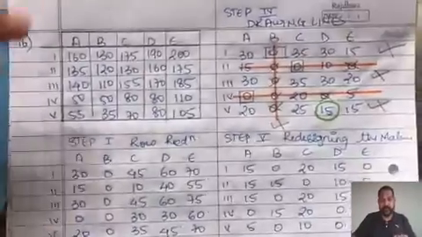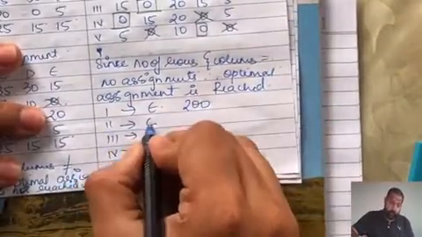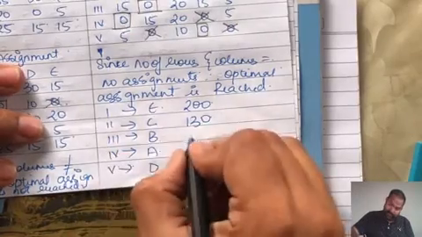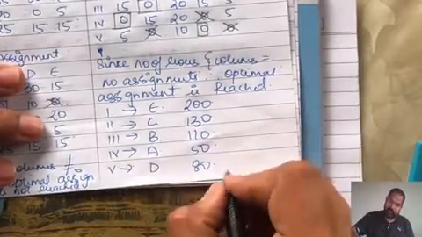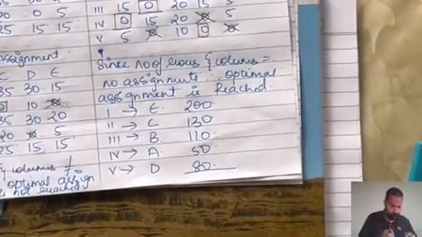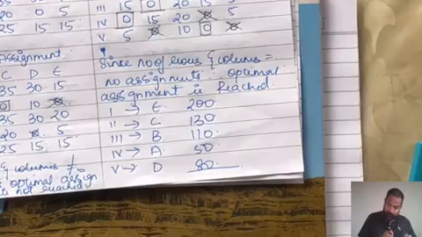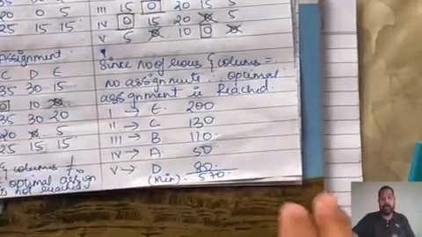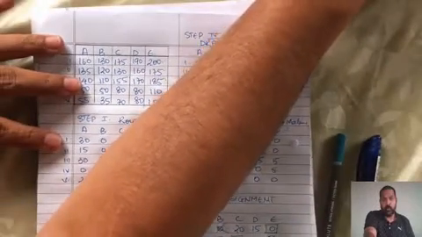From the original matrix, which is this, let's pick up the values. When 1 goes to E, the answer is 200. 2 goes to C, the answer is 130. 3 goes to B, the value is 110. 4 goes to A, the answer is 50. And 5 goes to D, the answer is 80. The total of this is 200 plus 130 plus 110 plus 50 plus 80, and the answer is 570 at the most minimum. And this is your answer, and this is how the solution of an assignment problem should look.